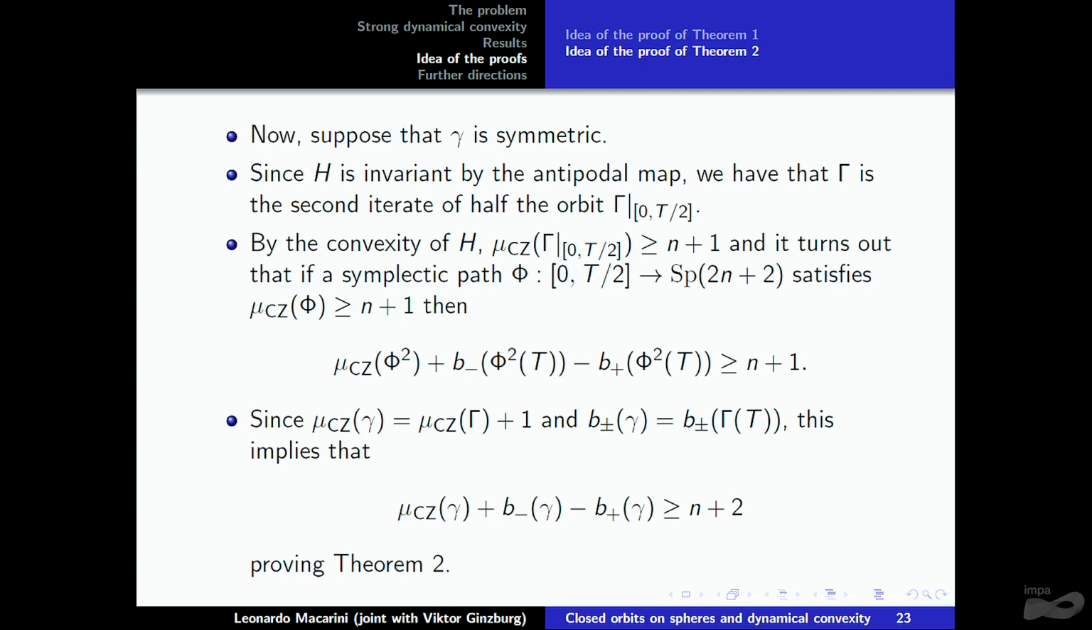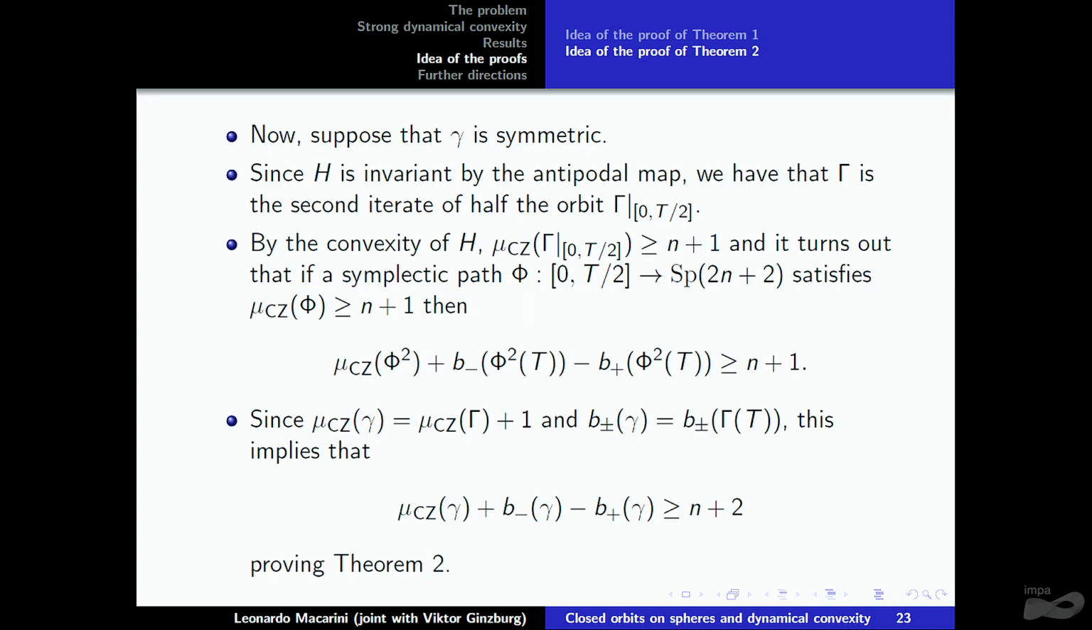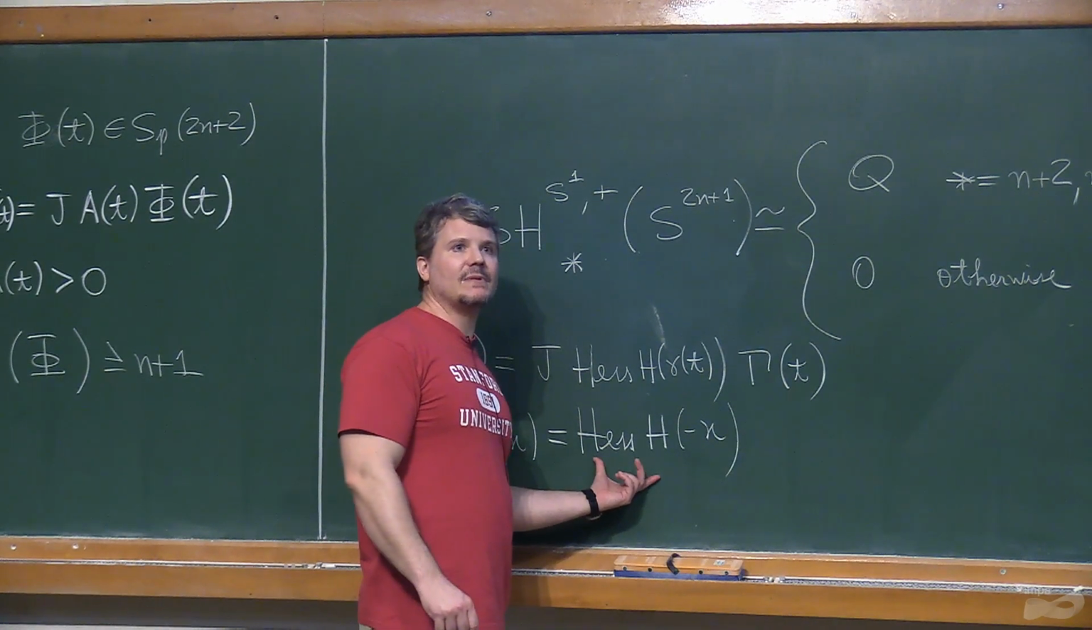Okay? Any question? What goes wrong with this when you do the other action? The conjugated. It's a very good question.